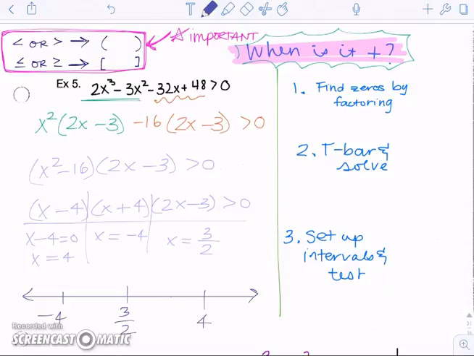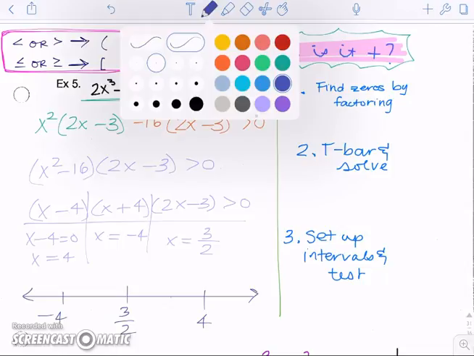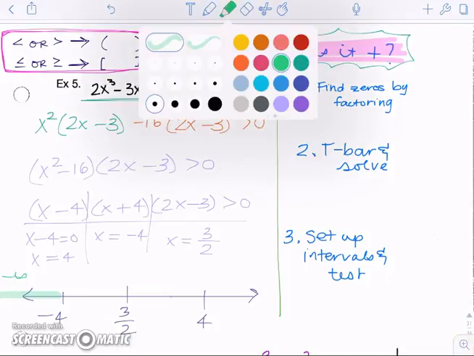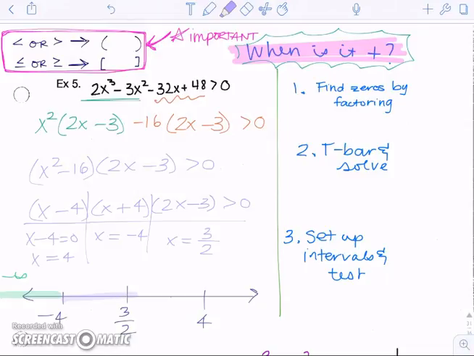I understand that these aren't necessarily to scale, but what I'm looking at is 4 different intervals. I'm talking about everything up to negative 4, so negative infinity to negative 4. I'm talking about an interval from negative 4 to 3/2, another interval from 3/2 to 4, and then my last interval from 4 to infinity. And remember, everything in each of these intervals will act the same.